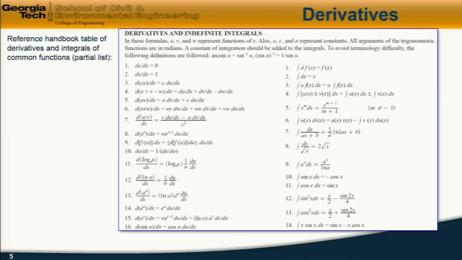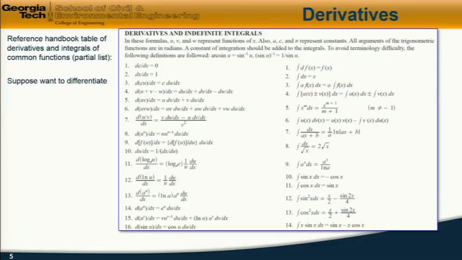In the reference handbook, they have a table of derivatives and also integrals, which we'll talk about later, of various functions. And this is an extract from that table. This is a partial list. And in this table, u, v, and w are arbitrary functions of x, and a, c, and n are constants. So here are some typical derivatives.